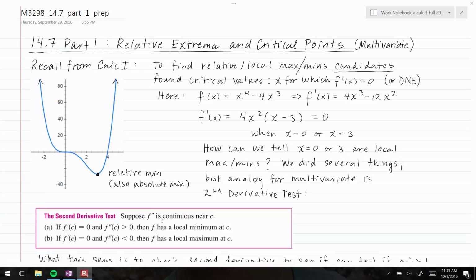Suppose the second derivative is continuous near c, and we've got two cases. If the first derivative is equal to 0 and the second derivative is greater than 0, then f has a local minimum there. And this had to do with concavity. The other case is when the second derivative is less than 0, or negative, then we had a local max. The idea was that it would be concave down at that critical value, so it would have to be a maximum. So anyway, kind of finishing this example up using the second derivative test.